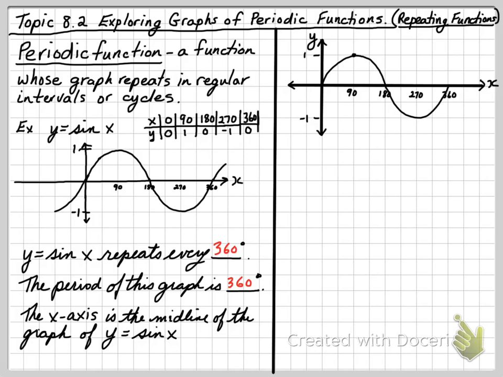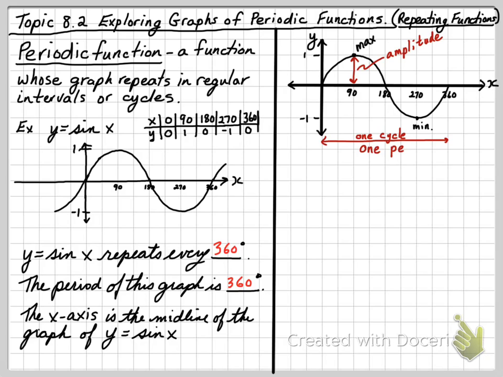Here we have another graph, the same one. This time we're going to look at some points. That's the maximum point. When x is 90, y is 1. The maximum is going to be 1. The difference between 0 and 1 is called the amplitude, between the middle and the maximum.